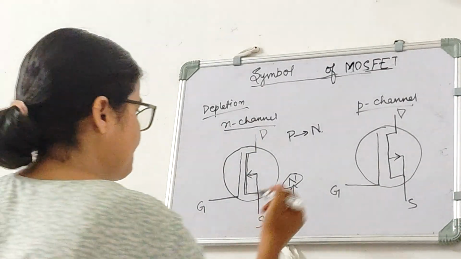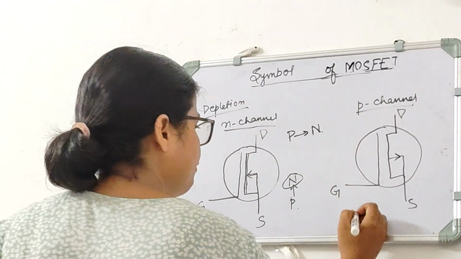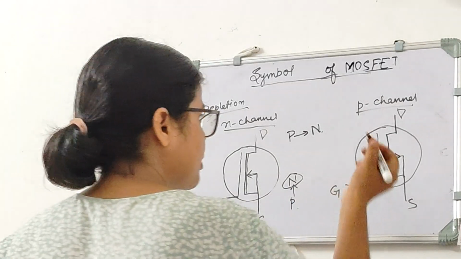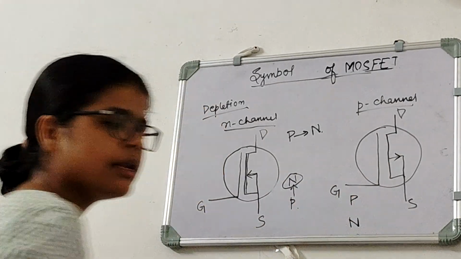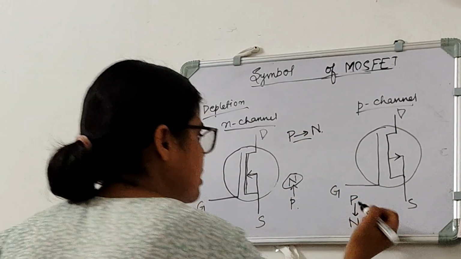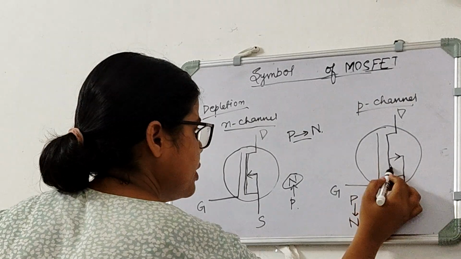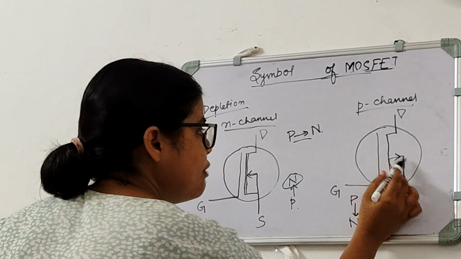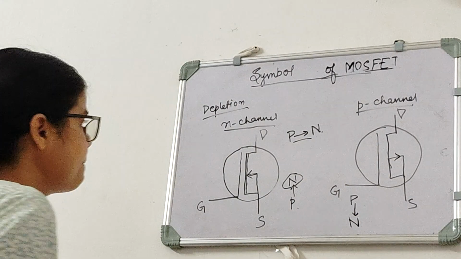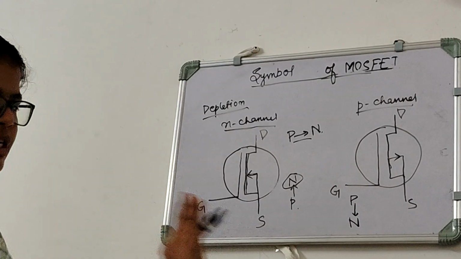Okay, so this is P to N, and now in P channel MOSFET, we know that our substrate is of N type, N substrate, and our channel is of P type, that is P channel. So here also we will use this P to N, that is we will go away from the channel. That's why, considering this line to be the channel, the arrow will go away from the channel. That's why the direction of the arrow is like this. Now these are the symbols of depletion type, N channel and P channel.